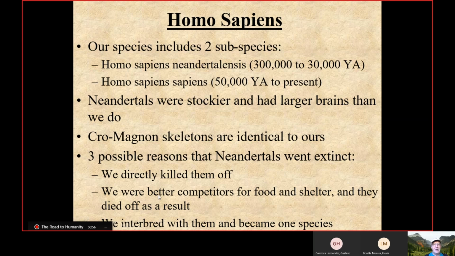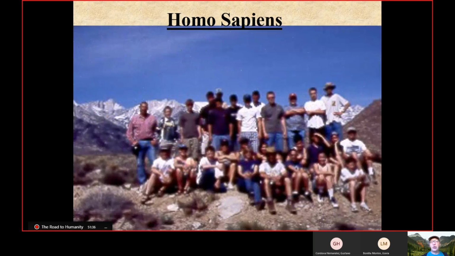So maybe that happened. On the other hand, maybe we didn't battle, but maybe we were just better at competing for food and shelter. And since we were so successful, we basically just took up all the habitat and they weren't able to survive anymore. On the other hand, maybe we interbred with them and our species merged back together. So they would have split at one point and then perhaps they came back together. And in fact, there is some DNA evidence that suggests modern humans carry as much as 5% to 10% of Neanderthal DNA. And there's some Homo sapiens.